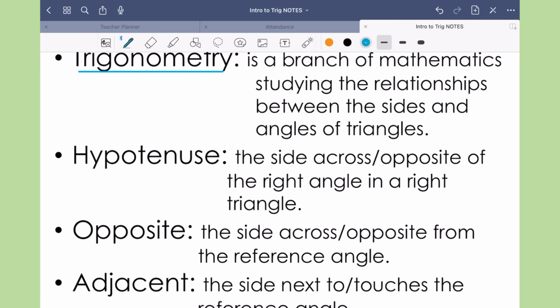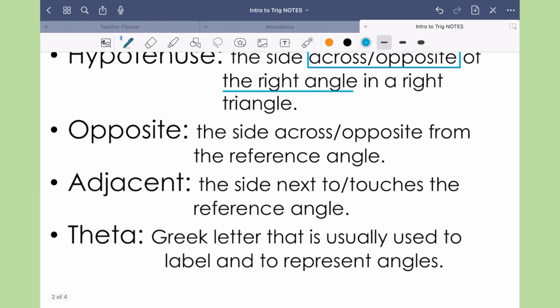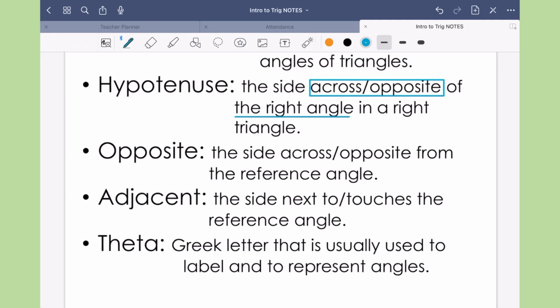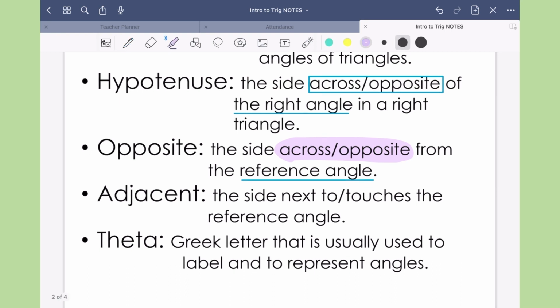Hypotenuse, we all know and have seen the hypotenuse. Hopefully by now we know that it's always across what? The right angle. It's always across the right angle in a triangle, in a right triangle specifically. The word opposite. These are going to be the big words that we're going to be using today. Hypotenuse, opposite, and adjacent. So opposite means across your reference angle. So this is a big word too, reference angle. Adjacent means next to. So not across, but next to. And it actually touches the reference angle.